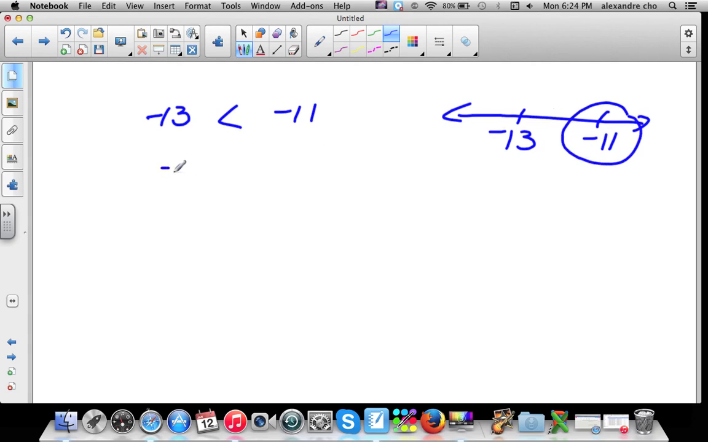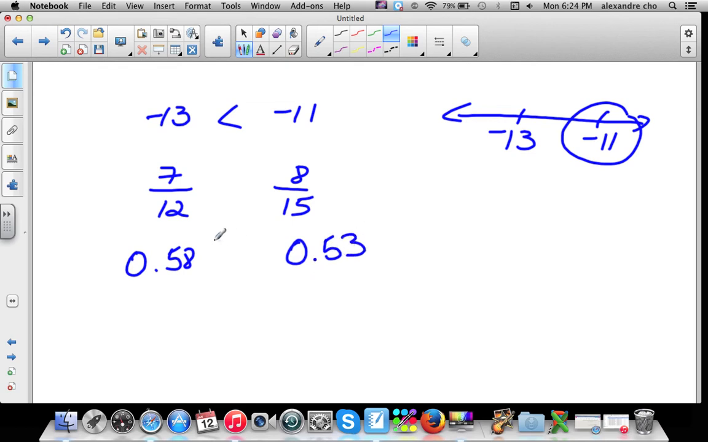Okay. Next one, 7/12 and 8/15. Take your time here, change both of them to a decimal. Okay, 7/12 becomes about 0.58. Okay, you actually have to do the division. And the other one, as a decimal, becomes 0.53. Very close. So as a decimal, it's very easy to tell who's greater. So okay, 7/12 is greater than 8/15.